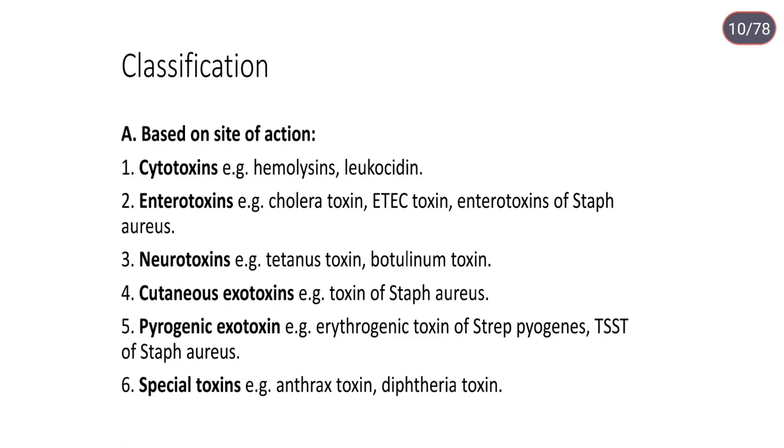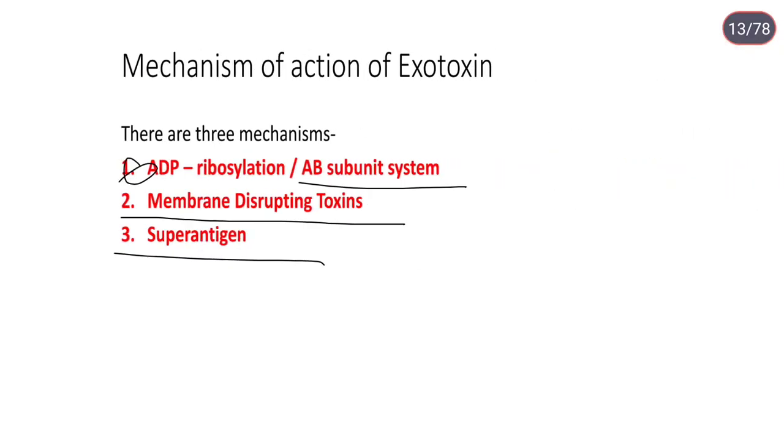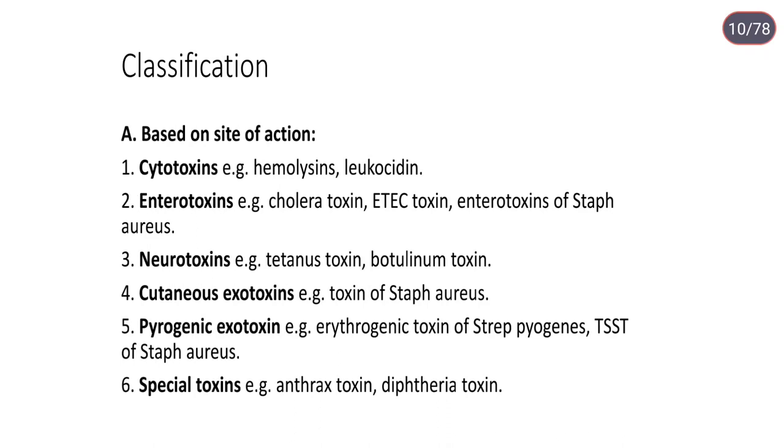Now classification can be done based on two things: one is the site of action, another is the mode of action. According to the mode of action, bacterial exotoxins can be divided into three types. One is the ADP ribosylation system that acts by inhibiting protein synthesis or damaging the cell membrane. Another is the membrane disrupting toxins, and the third one is superantigen. We will discuss these in detail later. For now, let me go back to the classification.